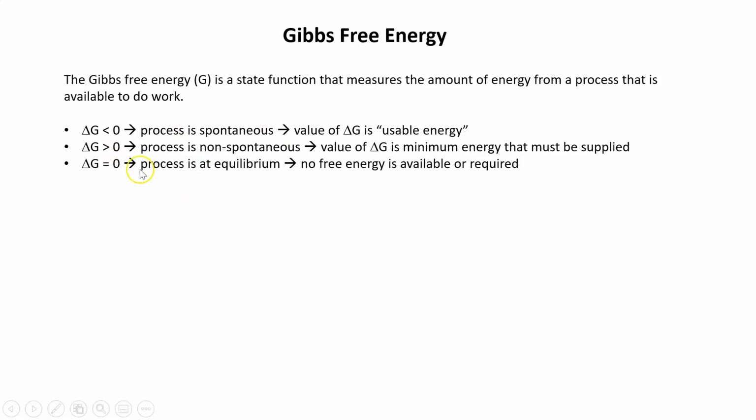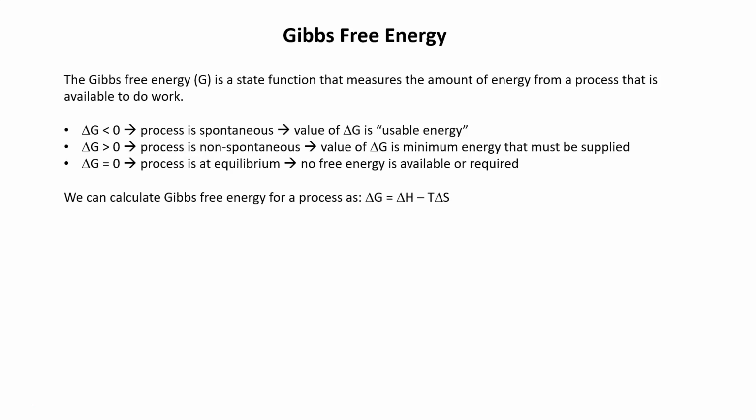Okay, and then the last case is when delta G happens to be equal to 0. In other words, there's no change in either direction for a given reaction. That is the definition of the process being at equilibrium. There's no free energy available, but there's also none required. So the entropy of the universe isn't changing in a system at equilibrium, and that's another way of saying that delta G equals 0. So I think from this, you're probably getting the sense that the definition of Gibbs free energy is really closely tied to the second law of thermodynamics. That's absolutely true. In fact, we're going to derive it here for the last part of this lecture.